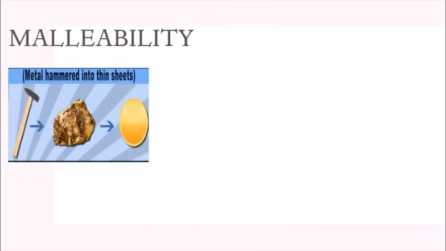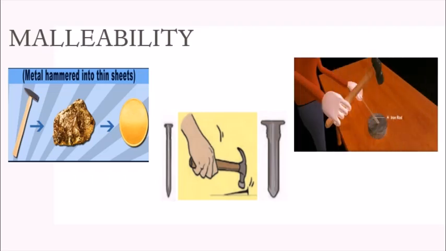Now, what will happen if we continuously hammer on a nail? Have you ever tried it? The nail becomes flat. The same happens if you take any wire and hammer continuously on it. It will become flat. So, on hammering repeatedly, metals can become flat and be converted into sheets. This property is called malleability.